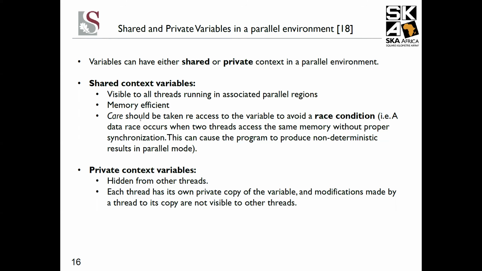And then we have private context variables, where each variable is hidden from other threads. Essentially every thread has its own private copy of the variable, and modifications made by a thread to its copy are not visible to the other threads. It's similar to MPI, where each of the variables gets its own distinct address space in memory. In some cases this is needed, as we will see a bit later.